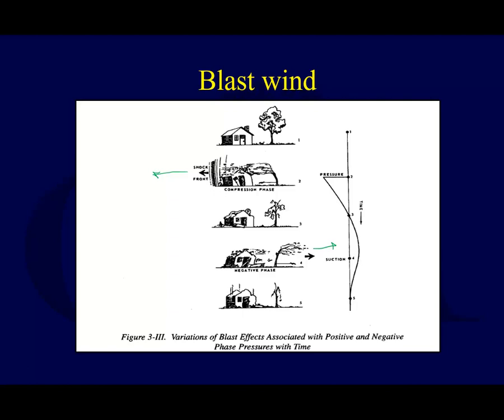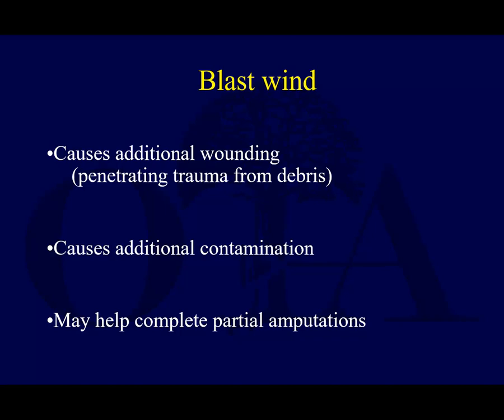So the blast wind can cause additional wounding, and penetrating trauma from debris causes additional contamination, and can end up causing partial amputations to become complete amputations.